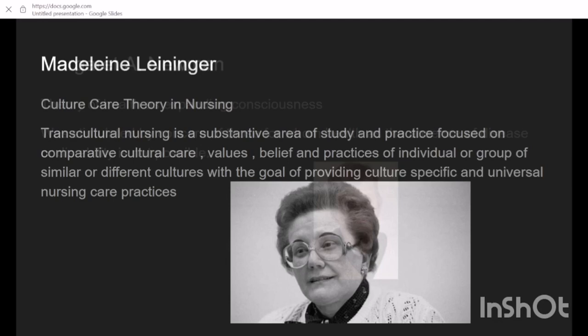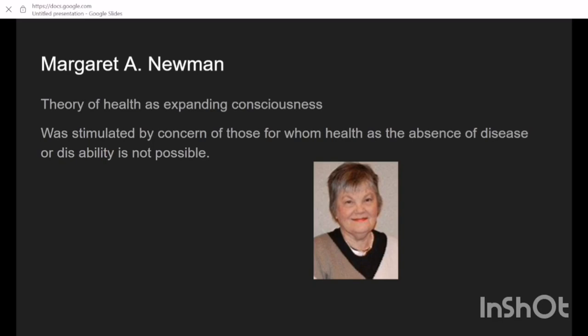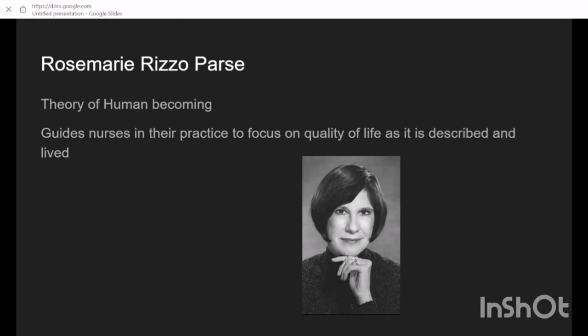Margaret A. Newman, Theory of Health as Expanding Consciousness, was stimulated by concern for those for whom health as the absence of disease or disability is not possible. Rosemarie Rizzo Parse, Theory of Human Becoming, guides nurses in their practice to focus on quality of life as it is described and lived.